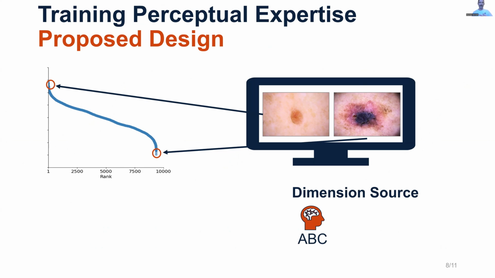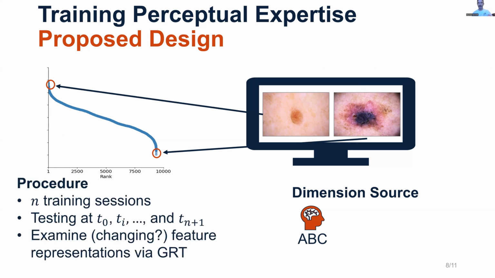For example, we have measures of shape asymmetry. We can pick images from the extremes at the early stages of training and gradually reduce this difference as participants improve. You would test their identification accuracy at regular intervals, and you could utilize this GRT approach to examine if and how their feature representations change with training, and if they approach something that represents that of perhaps an experienced dermatologist.